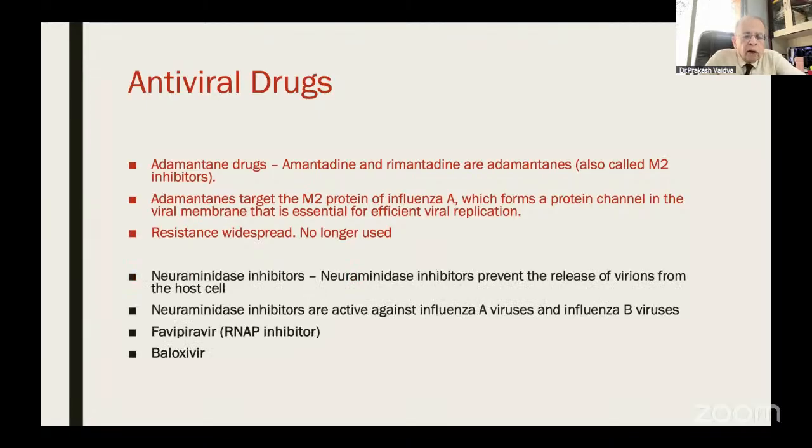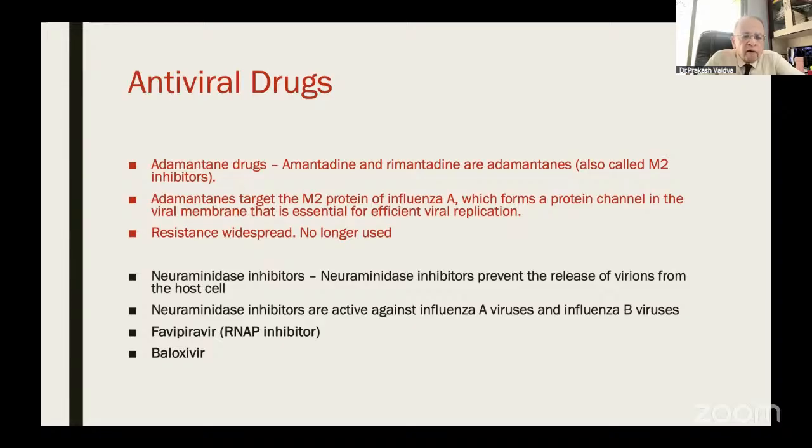Then the all-important drugs, that is the neuraminidase inhibitors. These neuraminidase inhibitors prevent the release of viral particles, virions, from the host cell. So in a way, they stop the virus in its tracks, they stop it from replicating, and the replicated particles are not allowed to enter the circulation. So the viral progress is aborted. Neuraminidase inhibitors are active against both A as well as B viruses.